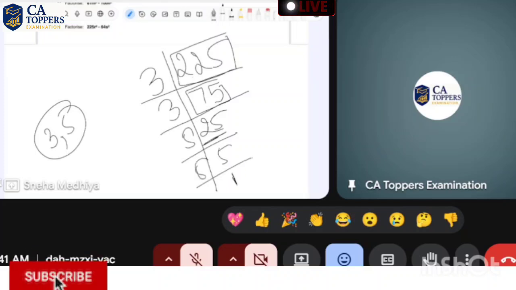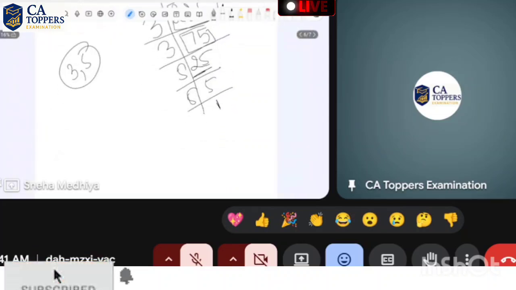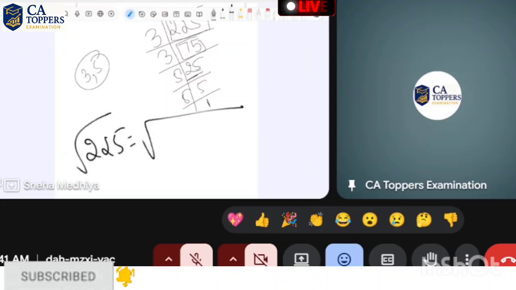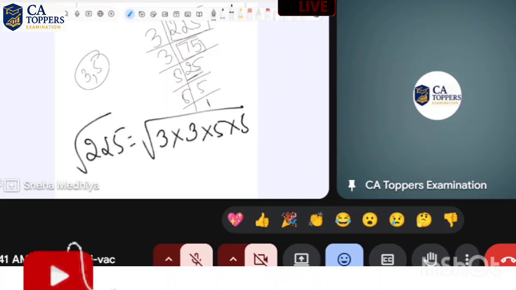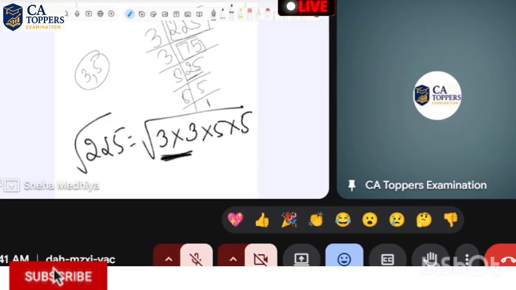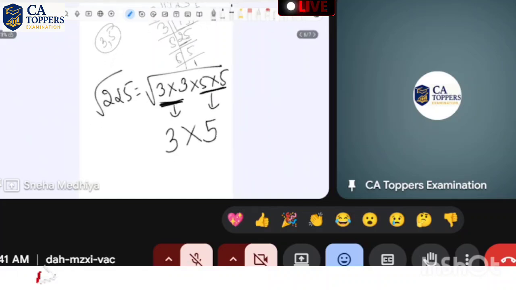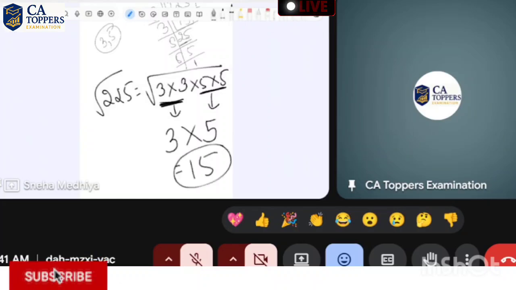When we complete the prime factorization, we'll write it like this: 225 square root we have to find. This is the square root. That means it is the square of which number? Two square roots are taken out to find one number. Like there are two 3s, so I can take only one 3 out of the square root. Similarly, out of two 5s, I can take only one 5 out of the square root. So 3 times 5 is 15. That means this is the square of 15.